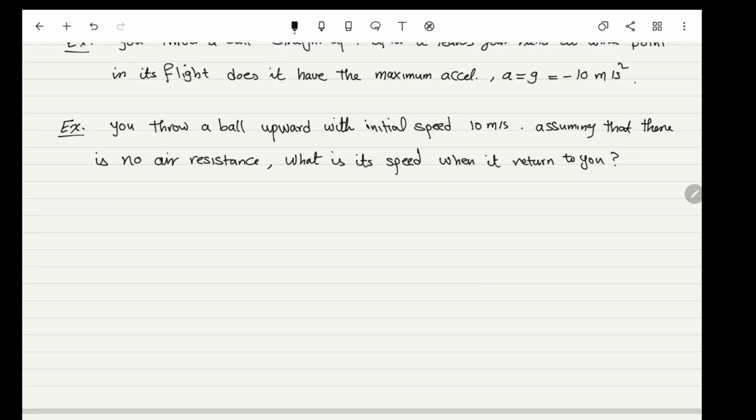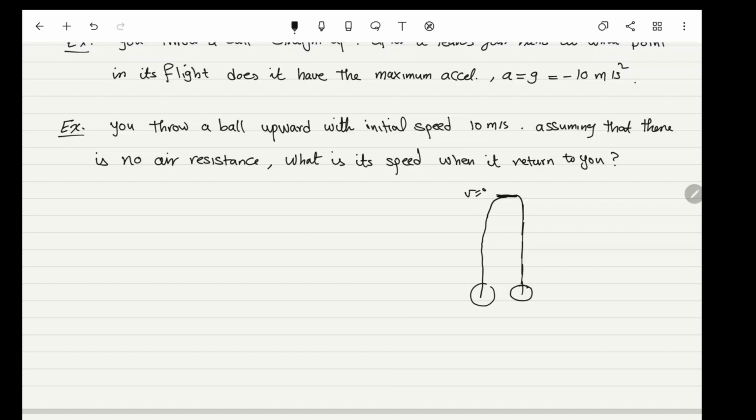Another example: you throw a ball upward with an initial speed of 10 meters per second. Assuming that there's no air resistance whatsoever, what is its speed when it returns to you? When you throw a ball upward, it will reach a maximum height. The velocity there will be 0, as we mentioned in the previous example, and it will return back here.